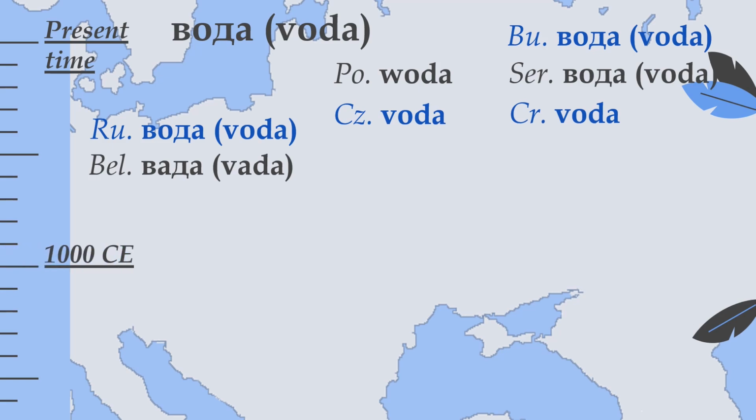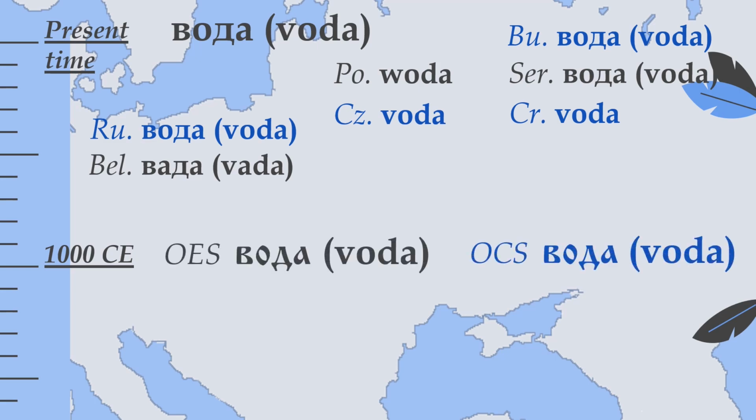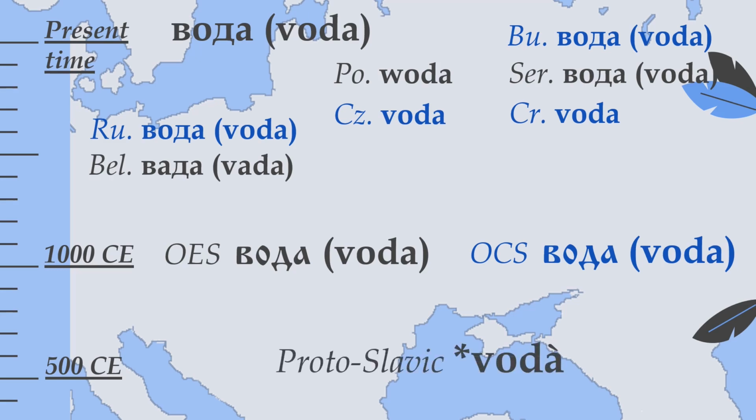If we go back in time 1000 years before the present time, in 1000 CE, we would be able to hear Old East Slavic Voda, which can also be pronounced with the English W at the beginning, Voda, and Old Church Slavonic, same word, Voda. But let's go into more distant times. In 500 CE, we would be able to hear the Proto-Slavic language, which is the origin of all today's Slavic languages, and water in Proto-Slavic sounded as Voda.